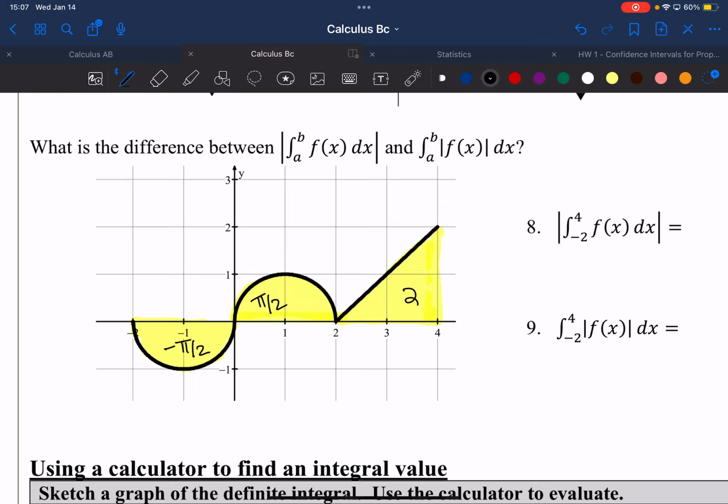Now we're looking at number 8, where it says the absolute value of the integral. That means we literally take the absolute value after we add these all together. So this is negative pi halves plus pi halves plus 2, and the absolute value of that entire thing. What's going to happen to the pi halves? They cancel. So I'm left with the absolute value of 2, which is 2.